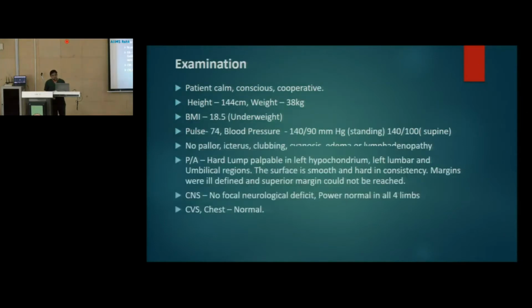Moving on to the examination findings. On examination, patient was hypertensive with BP of 140/90 in the standing position, and in supine position it was 140/100. Apart from that, general examination was unremarkable. On per abdomen examination, there was a hard lump palpable.